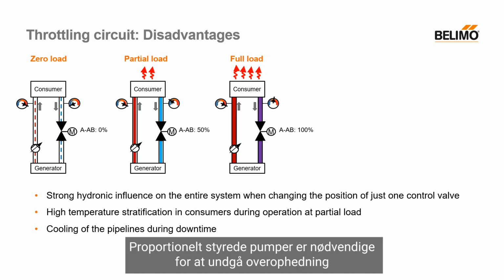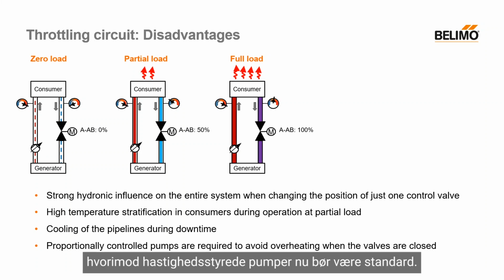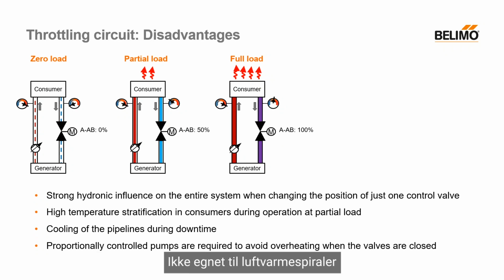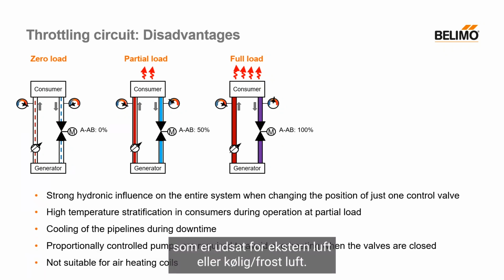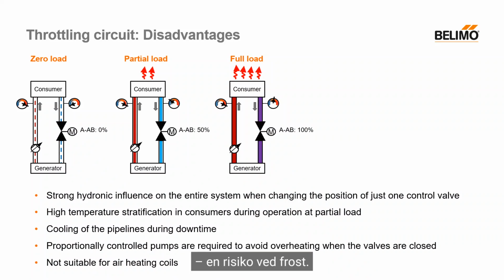Proportionally controlled pumps are required to avoid overheating when the valves are closed, whereby speed-controlled pumps should now be the standard. Not suitable for air heating coils, which are exposed to external air or frosty air. Here there is a risk that the heating coil will freeze, a risk of frost.